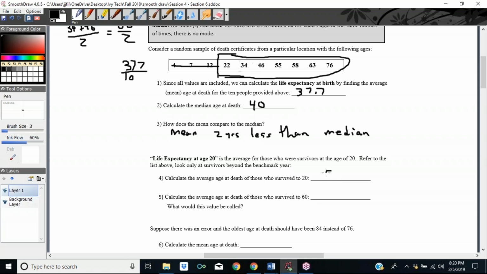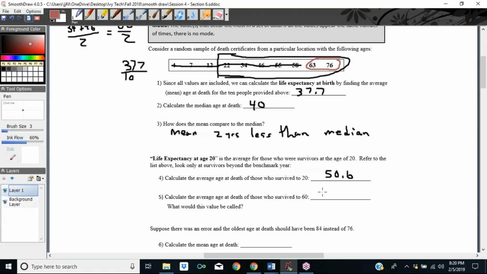It looks like you are getting 50.6. I agree, 50.6. So it says calculate the average life at death of those who survived to age 60. So now, for the number 5, we cancel out those ones because none of those people made it to age 60. So now we only have these 2 left. So now we're going to add those up and divide by 2.